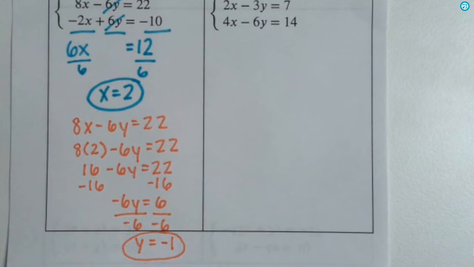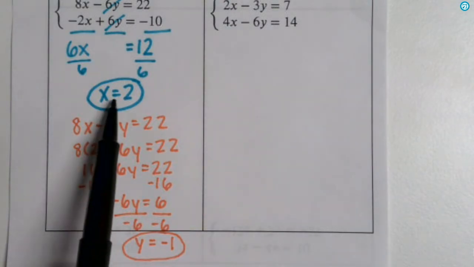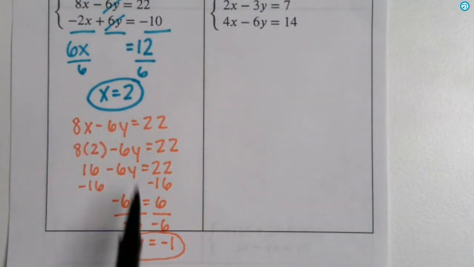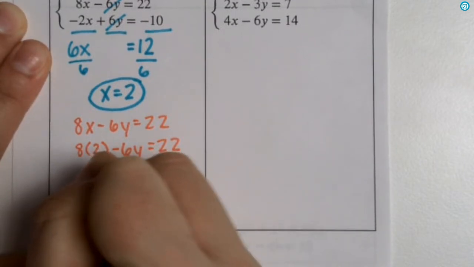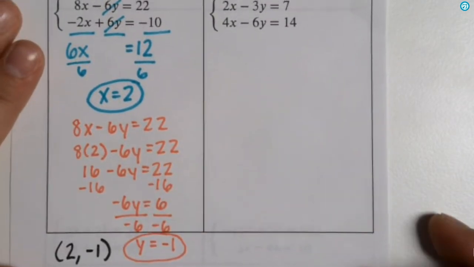And then we write our answer as an ordered pair. X comes first, so that's 2. And then y, so it's going to be 2, negative 1. That would be our final answer.